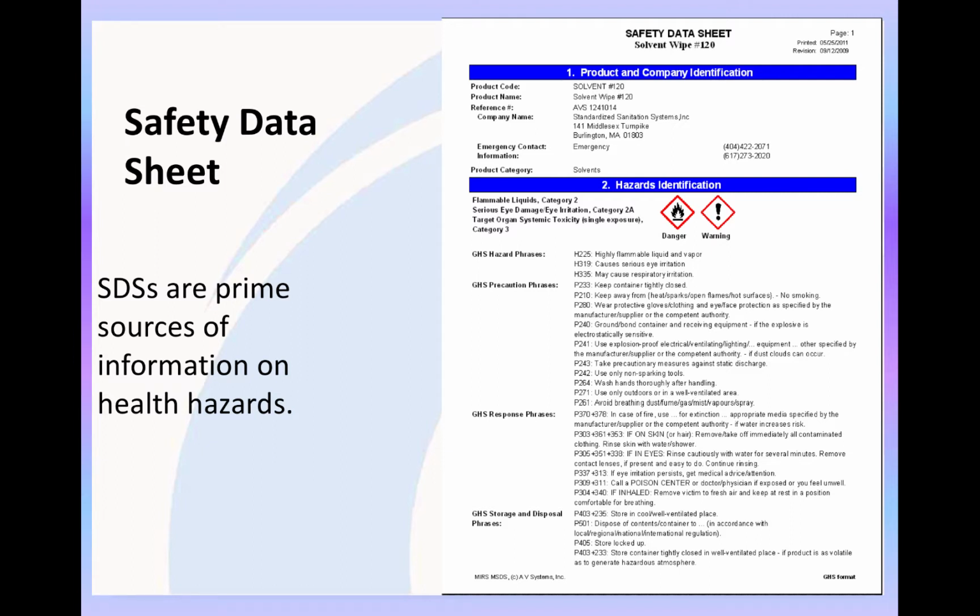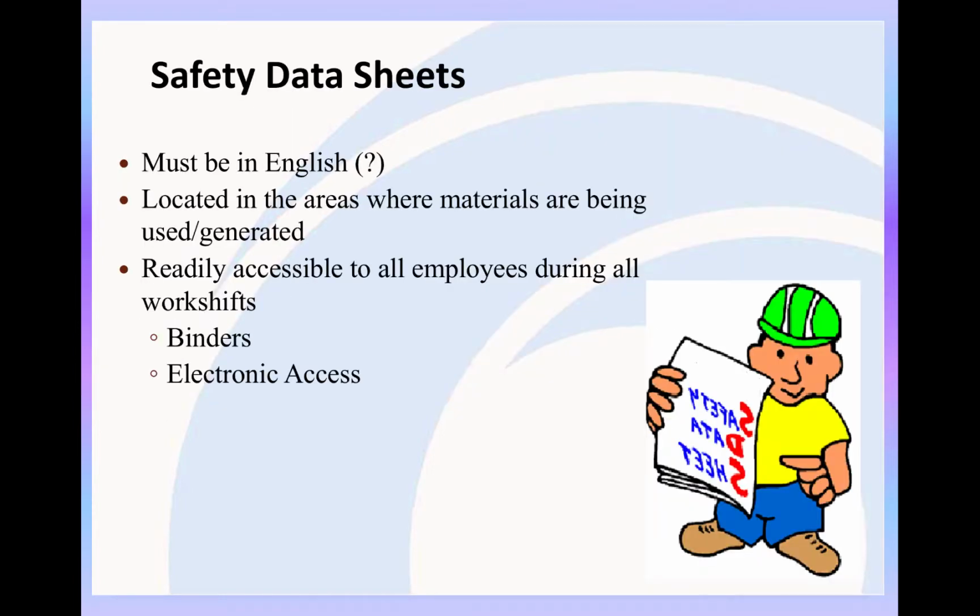So what is the safety data sheet? The SDS is a prime source of information on health hazards. An example of the first page of such a sheet containing sections 1 and 2 is on the right of your screen. Safety data sheets are required to be in English. They are located in areas where materials are being used and generated, and they must be readily accessible to all employees during the work shift. In other words, they have to be in binders or have free electronic access using tools that are available. A company can't say that it's electronically accessible if there are no computers available for people to use. They have to be readily accessible.